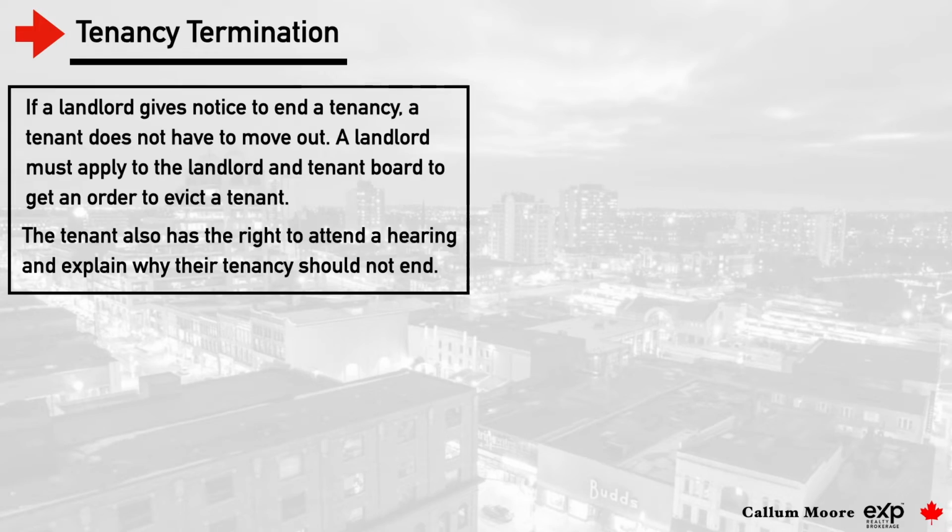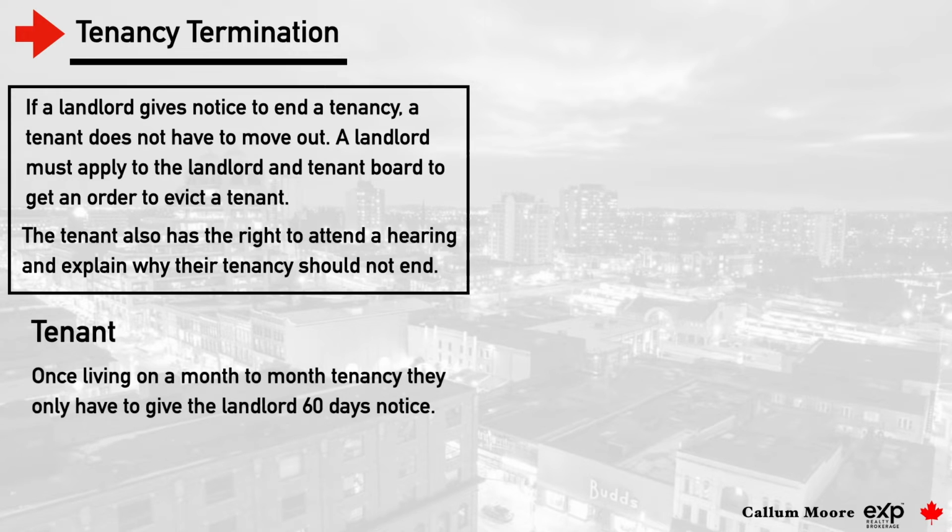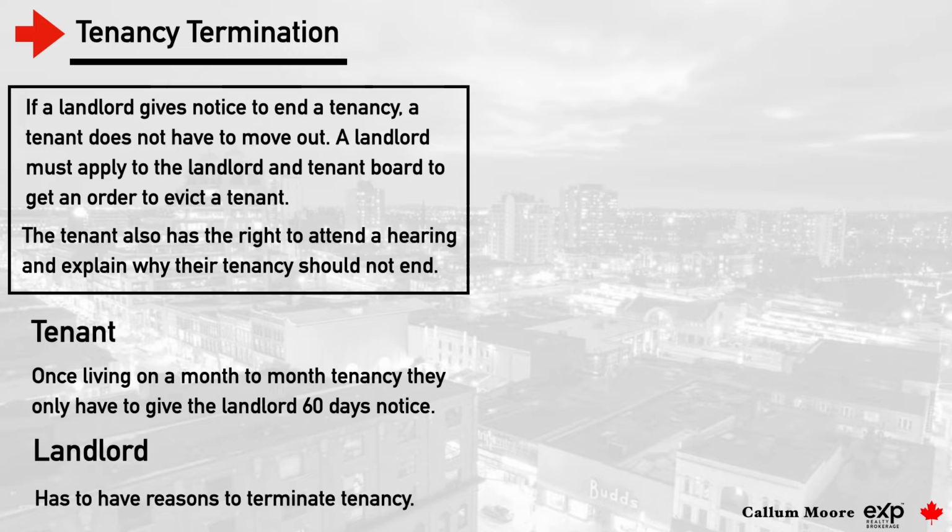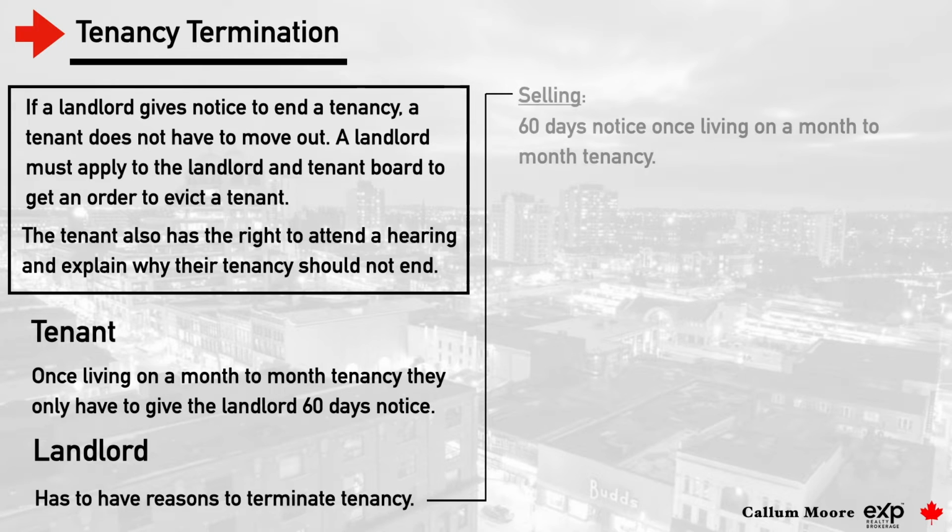So the tenant doesn't need to come up with a reason to leave. Once living on a month-to-month tenancy, they only have to give the landlord 60 days notice. The landlord has to have actual reasons to terminate tenancy. They can't do the same, just give the tenant 60 days notice. If the landlord is selling the unit or property, that is one of them, and they will need to give the tenant that 60 days notice once living on a month-to-month tenancy. However, the new buyers of the unit might actually want a tenant in there, so this may actually not be a cause of tenancy termination.